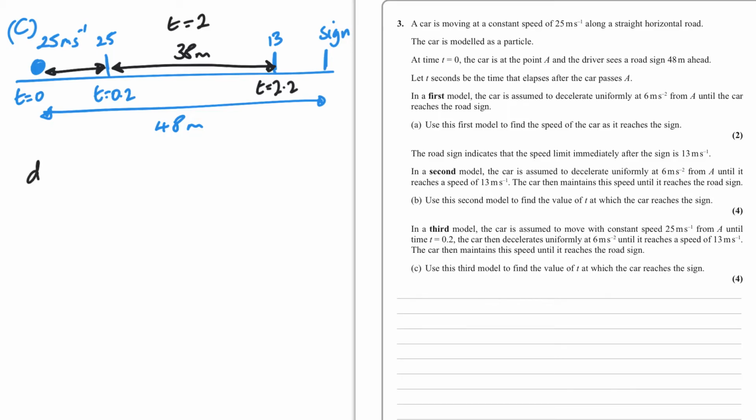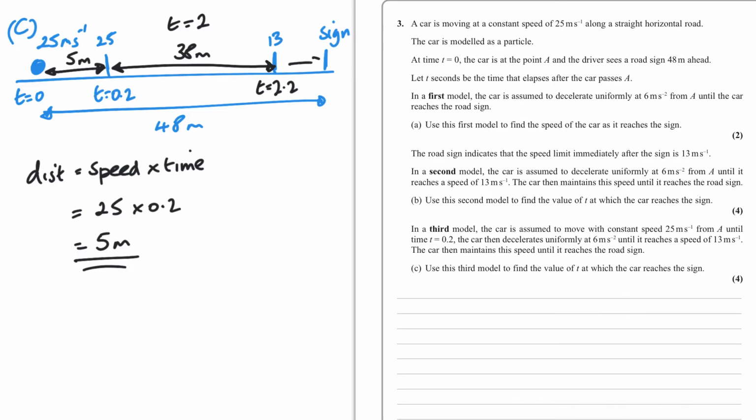So looking at the first section, distance is going to be equal to speed times time. So it's 25 times 0.2, and that will be 5 meters. So I know that first section there is 5 meters. That means I know that the total distance travelled so far will be 43 meters, which means that that final distance here will also be 5 meters.